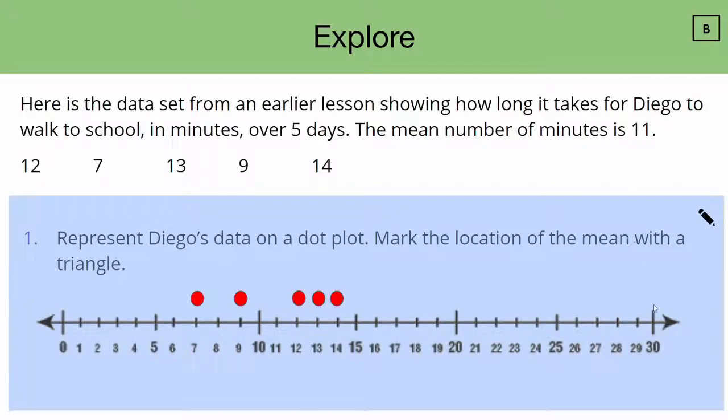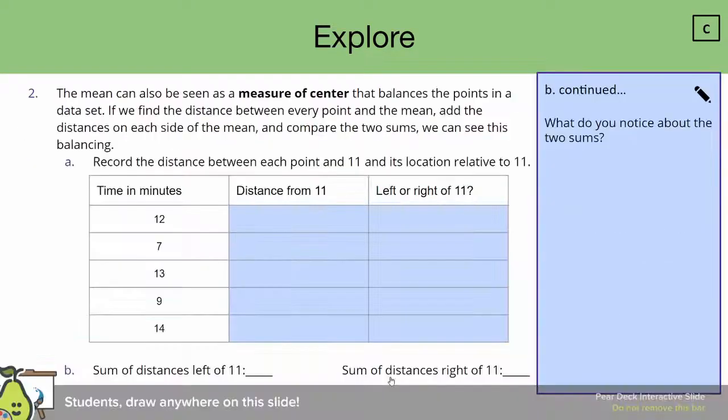So basically we need to look at our dot plot, find the number 11, and they want us to place a triangle there. And so here is our triangle. Good work. So if your dot plot looks like this one, then you are correct. Good job. Alright, so with that said, let's move on to the next part. We're going to look at Explore Part C.